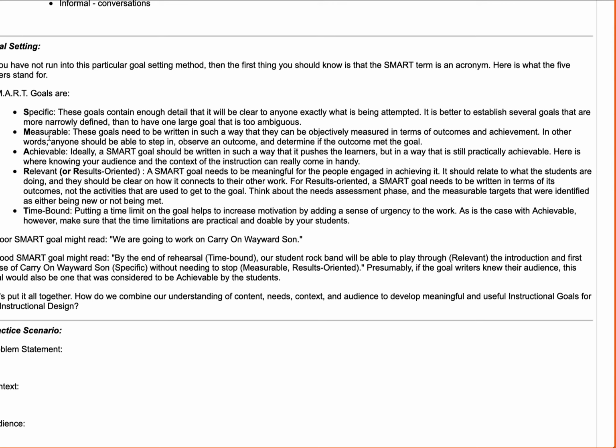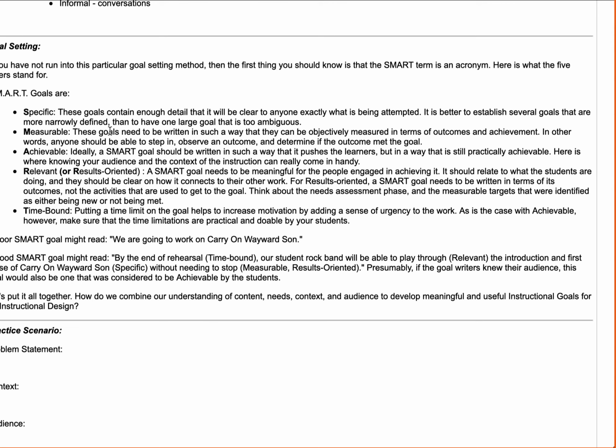The M is measurable. And as teachers, this is what we're expected to do. When we're setting our yearly goals and our SLOs and all that, that's all about show me the proof that the students made it to the goal that you set for them. So if you set a goal that has no means of measuring it, you're going to be awfully hard pressed to know if you actually reached the goal or not.